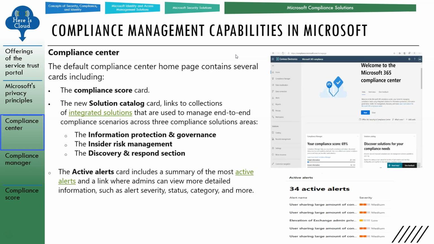This on the right hand side shows what the Compliance Center looks like. It's the home page, which contains several cards, including the compliance scorecard. You can see in the center of that image there is a compliance scorecard showing 69% compliance. And the new solution catalog card links the collection of integrated solutions that can be used to manage end-to-end compliance scenarios. So here on the right-hand side, there is a solution catalog which integrates solutions, for example, information protection and governance, insider risk management, and discovery and response. We're going to cover those also in detail.